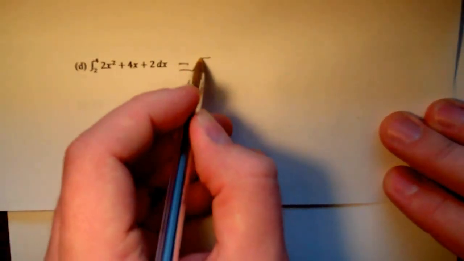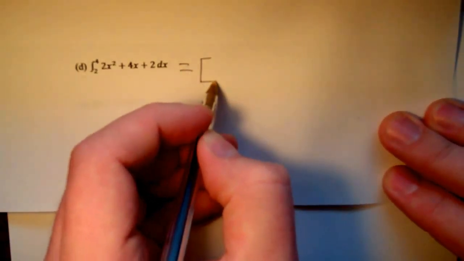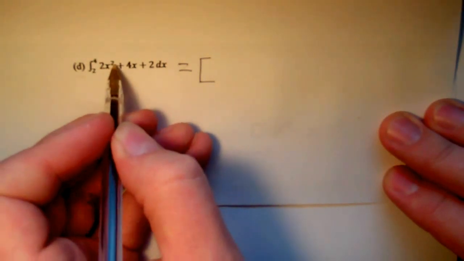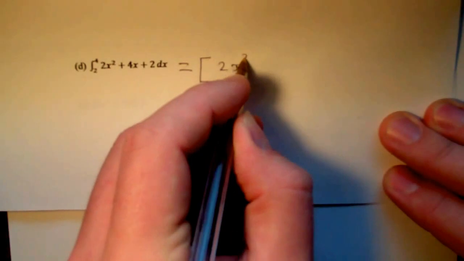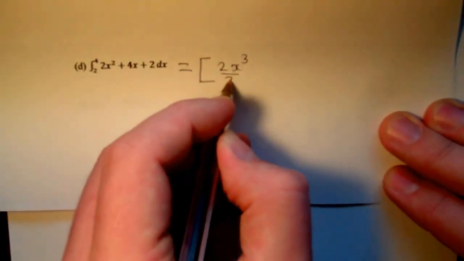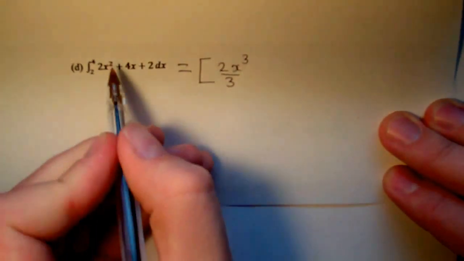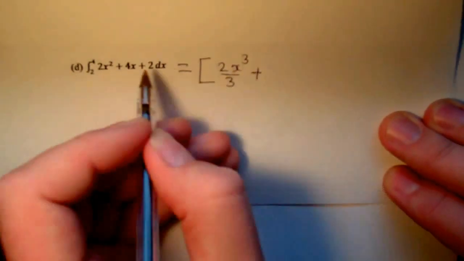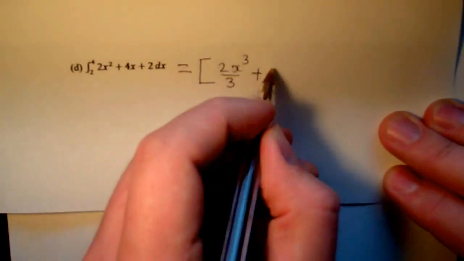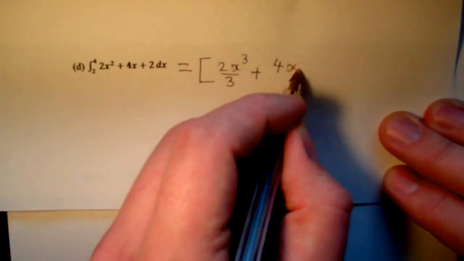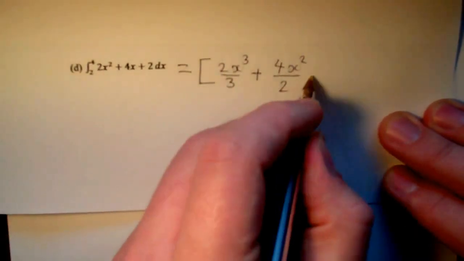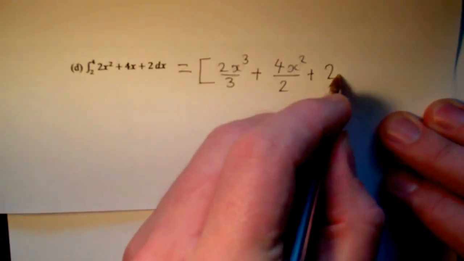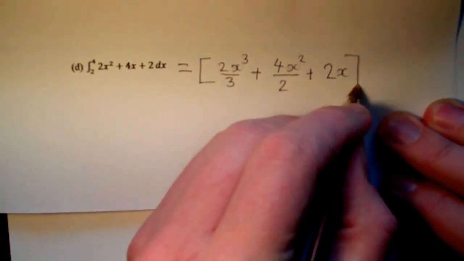So we do that in the square brackets, and that's going to become, add 1 to that, so it becomes 3. So we've got 2x cubed, divide by that, 2x cubed over 3. Then we've got the 4x, so that's 4x squared over 2, because we divide by the new power. And then we've got the plus 2, that simply becomes 2x.